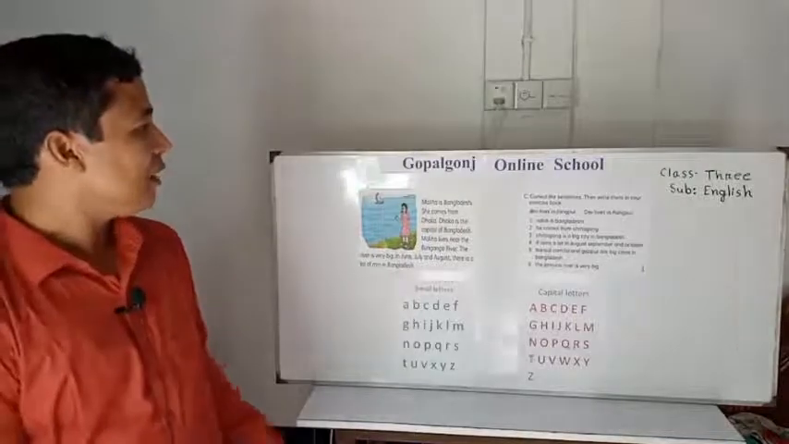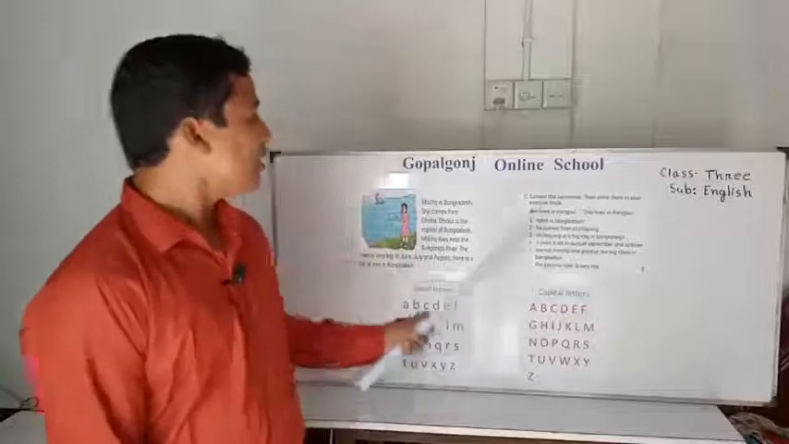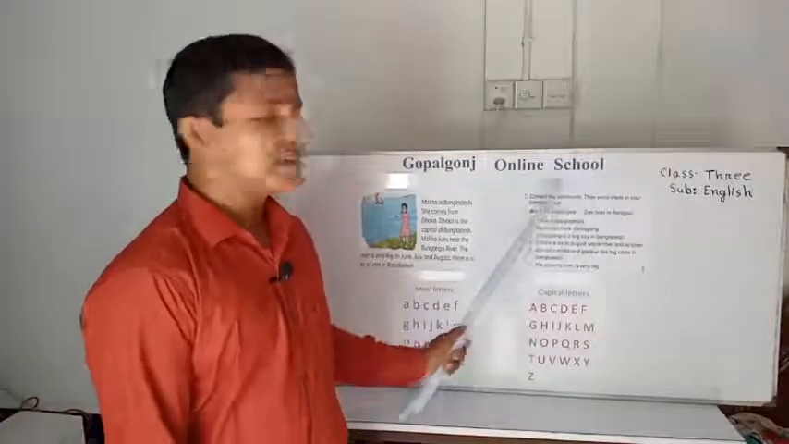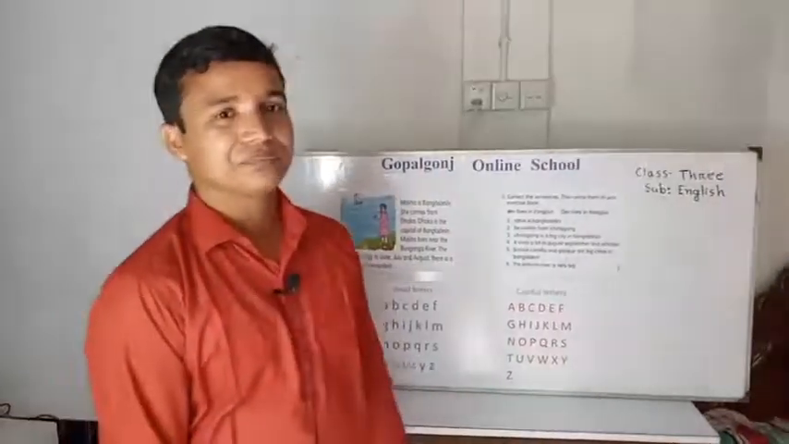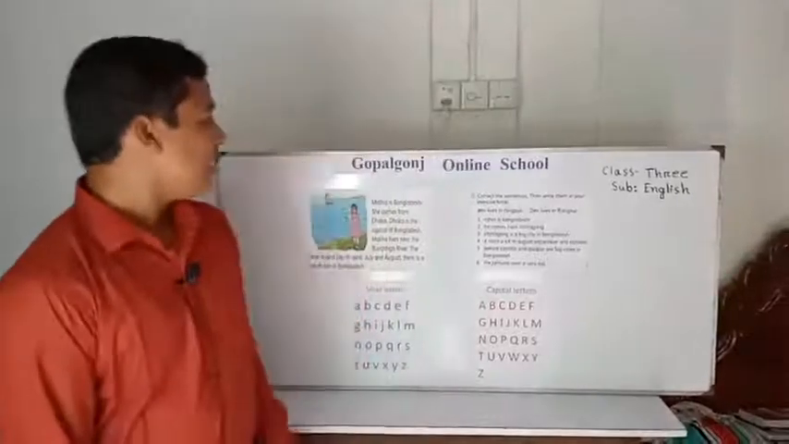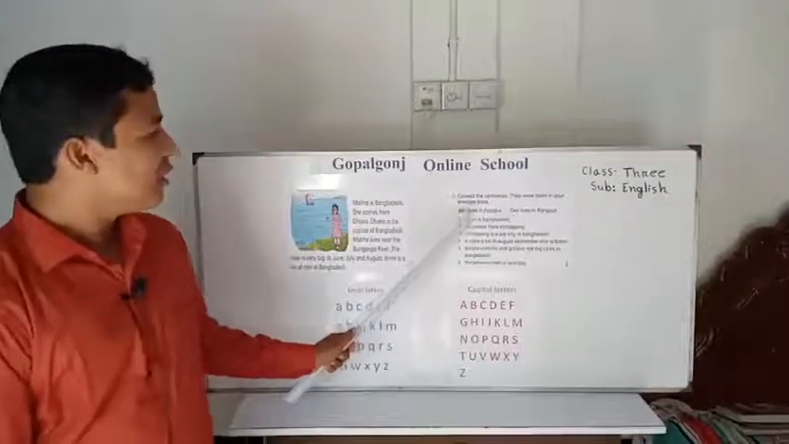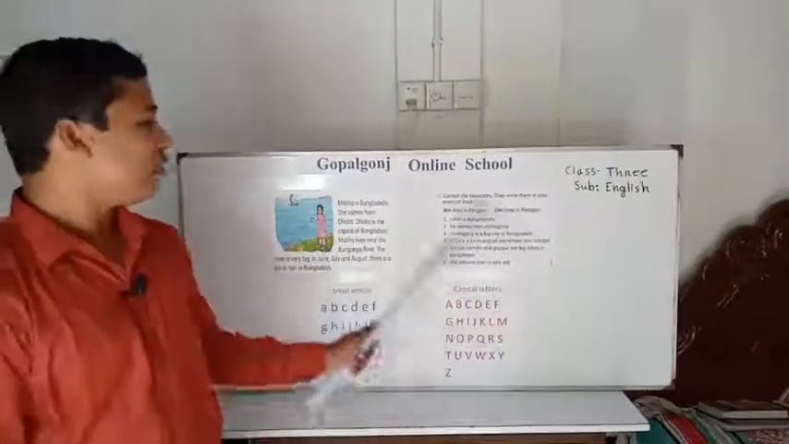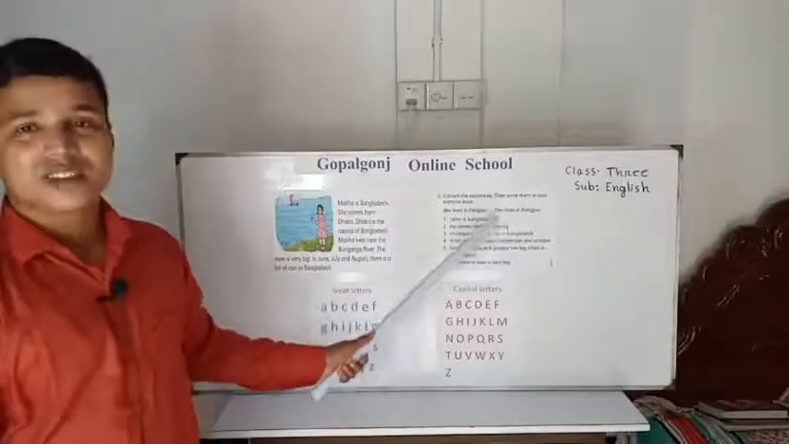Now here I have a task for you to do. Look here, correct the sentences, then write them in your exercise book. So dear students, please take your exercise book and a pen. Here look at the first sentence. Dev lives in Rangpur. You know, Dev is the name of a boy and Rangpur is the name of a place. So here the first one is done for you.